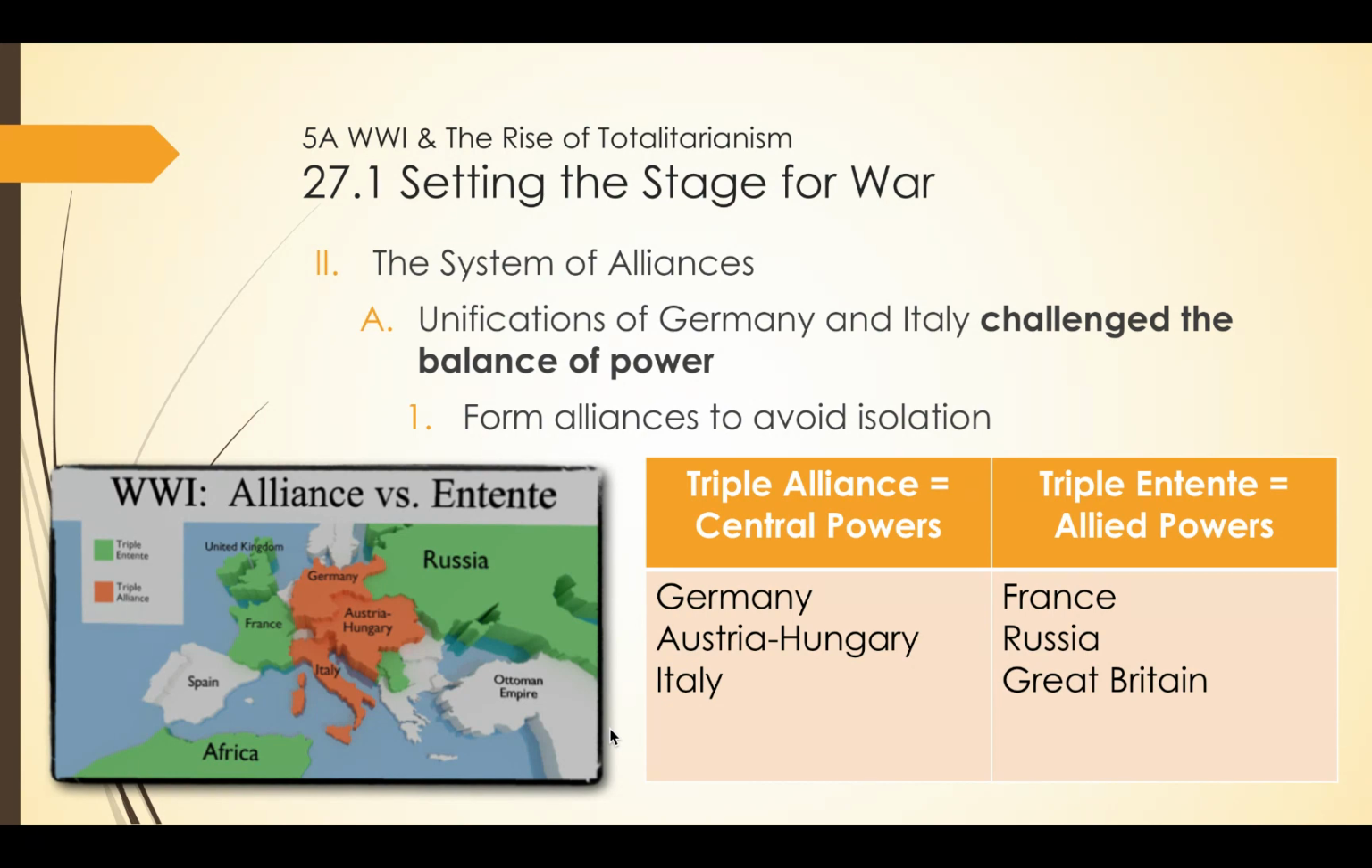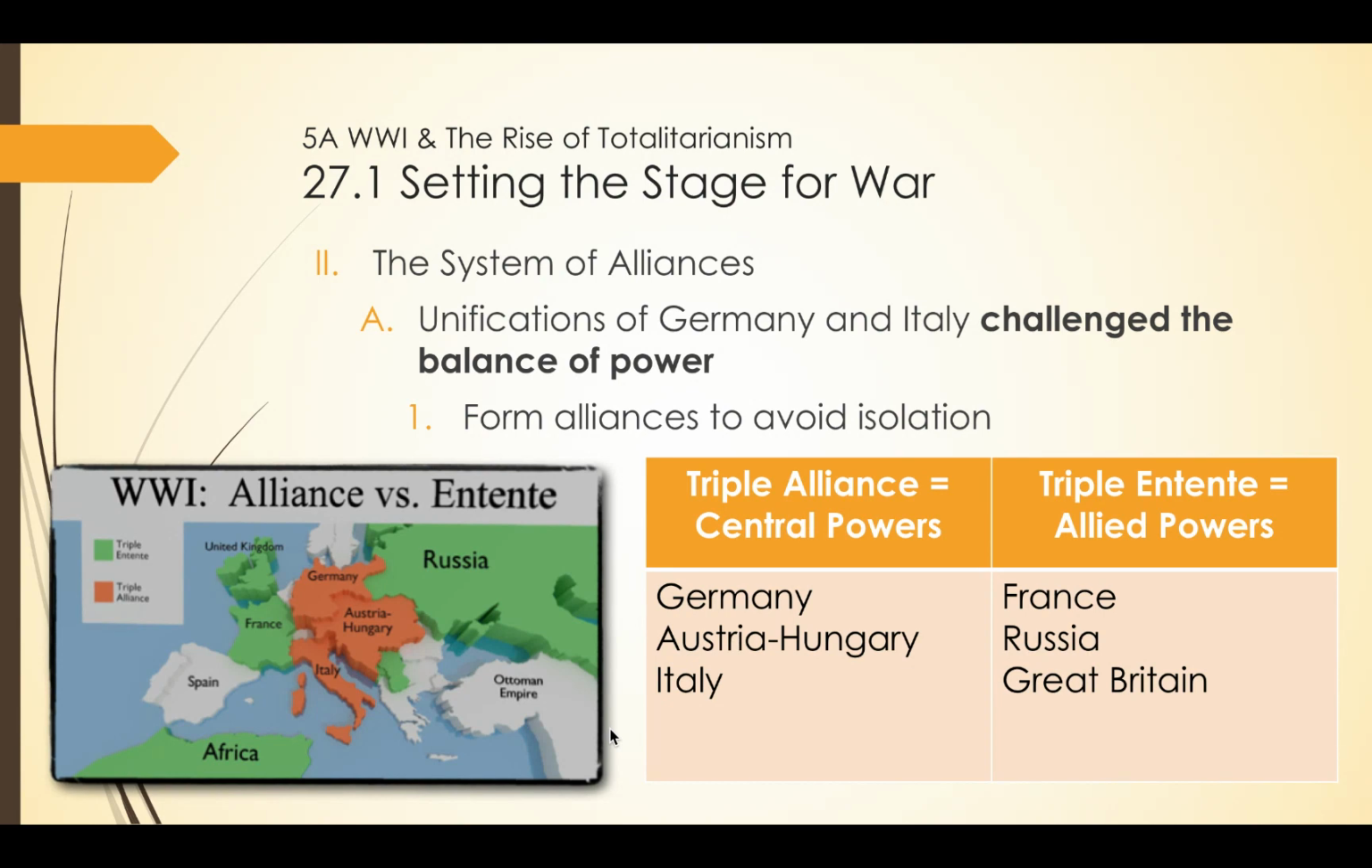These alliance systems created a situation where if one country was attacked, it would eventually drag all other European nations into the conflict, sort of like knocking over stacked up dominoes where one falls after the next. The two most powerful pre-war alliances, so alliances that existed before the war and the fighting began, were the Triple Alliance, which consisted of Germany, Austria-Hungary, and Italy, and the Triple Entente, which consisted of France, Russia, and Great Britain. When the war finally does begin, the Triple Alliance will become known as the Central Powers, and the Triple Entente will end up becoming known as the Allied Powers.